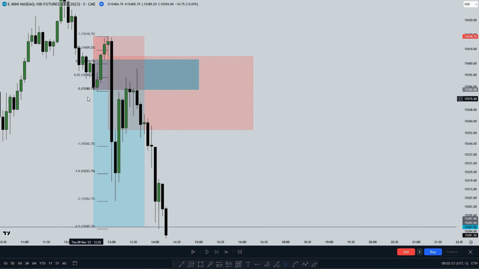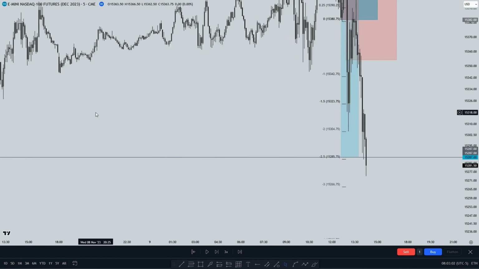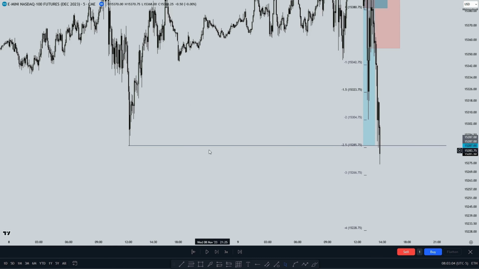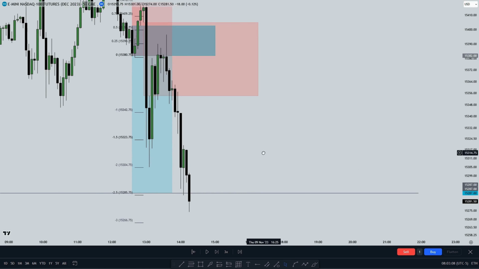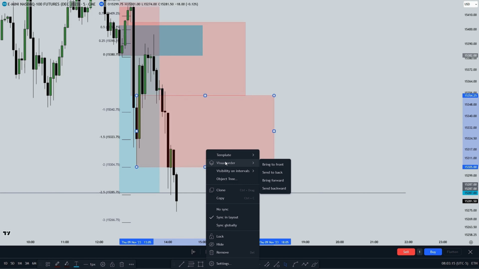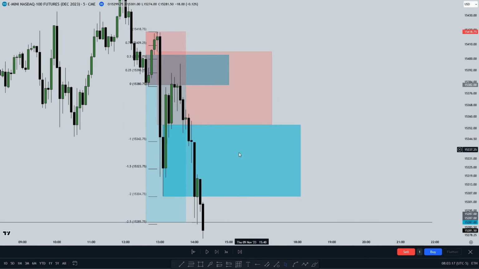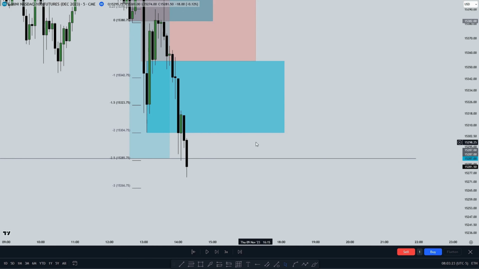And then you could use standard deviations from this high to this low at this failure swing highs and target the -2 to -2.5 range. Or you could target this sell side liquidity down here. And we also created a new mitigation block right here, as you see, because we created failure swing highs up here to the first mitigation block, and then we close below this.